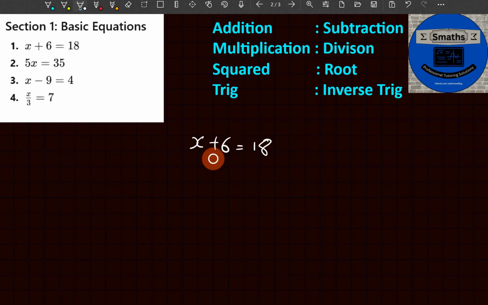I'm seeing I have this plus 6 here, which is preventing that. So I need to perform subtraction. I need to minus 6 from both sides. I then see that x is equal to 18 minus 6, which is 12.